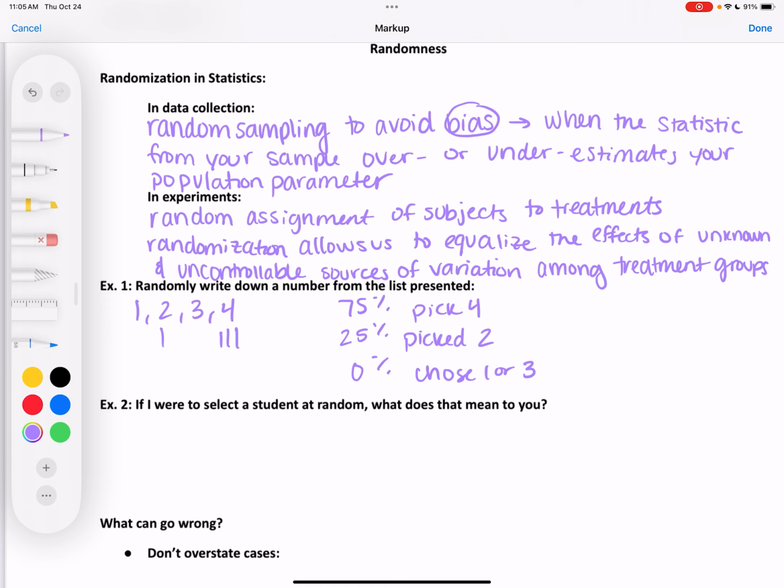So we don't know who will be chosen, and everyone has an equal chance to be picked.